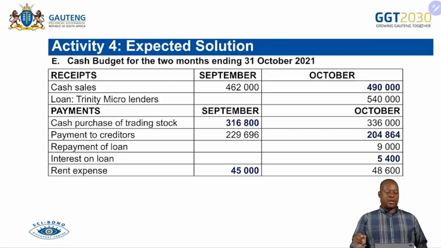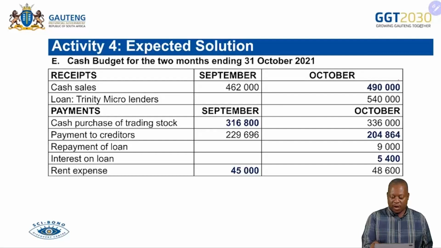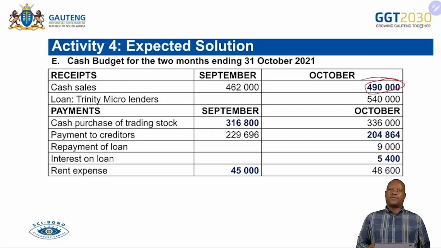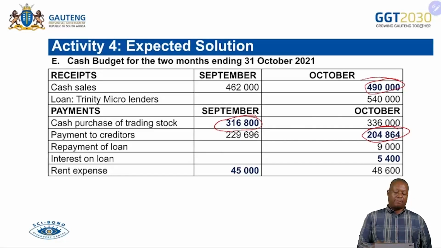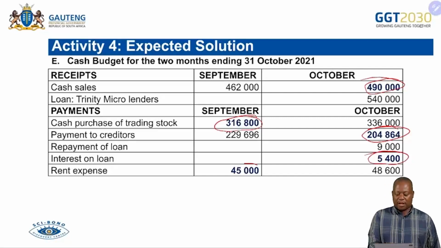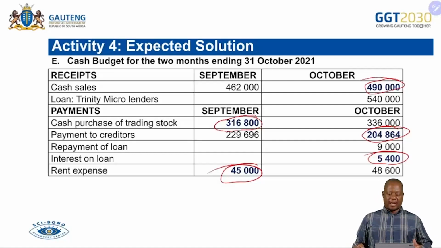So you can see when we take this now to our incomplete cash budget, this is going to replace the figure for our cash sales, these cash purchases. This number 3 becomes our payments to creditors. Number 4, the interest on loan. And then lastly, the 45,000 for the rent expense.